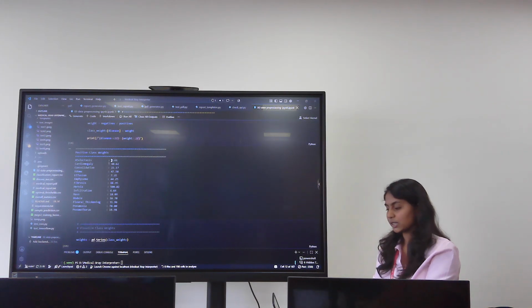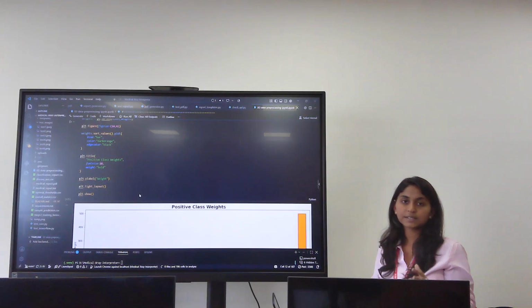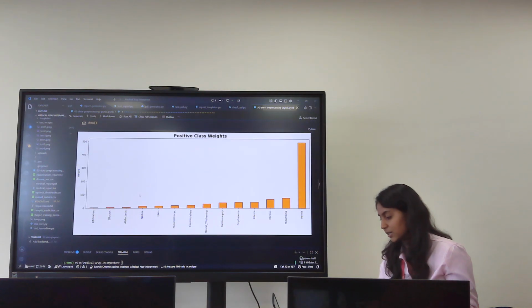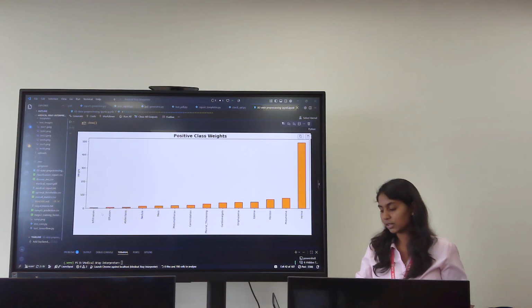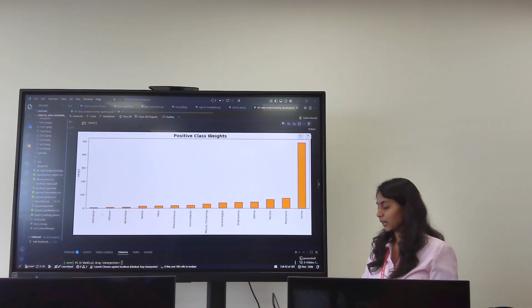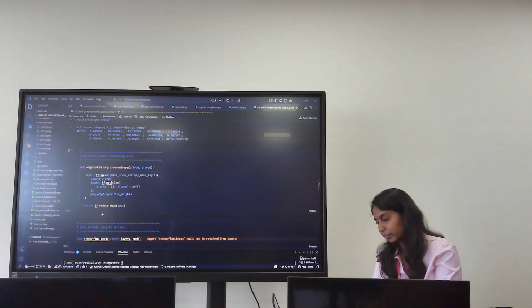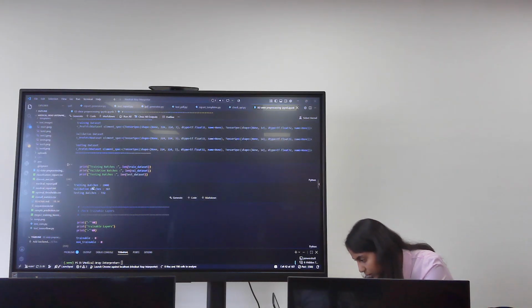Yes, this is the positive class weights that are assigned to the model, and class weights are assigned by seeing the number of chest X-ray images. As I said, infiltration images were more, so the assigned weight is less, while for hernia the images were very few, so the assigned weight is more. This was the pre-processing part.